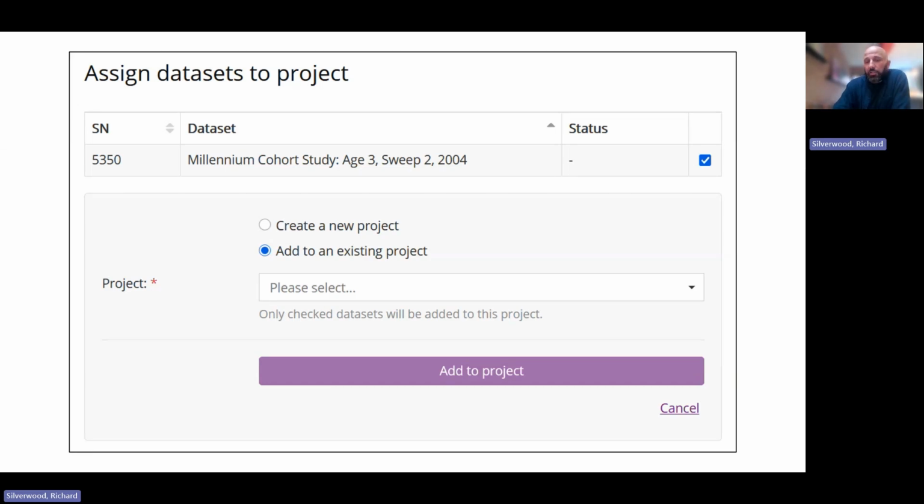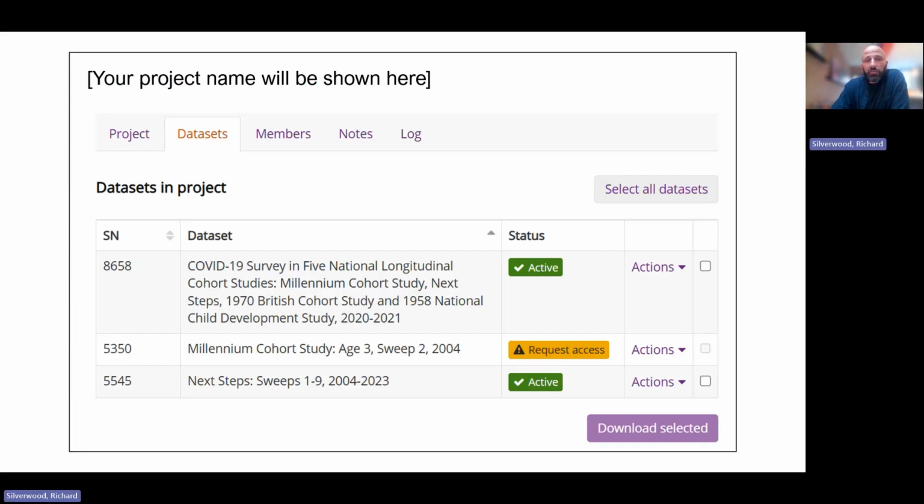Otherwise, we need to create a new project, but that's very straightforward. You just need to give it a title and a bit of text as a kind of overview of what you will be doing as part of your project. Once we've added it to the project, we can go to the project page here. So this is an example that already had 2 data sets within it. We've just added this additional one from MCS age 3.